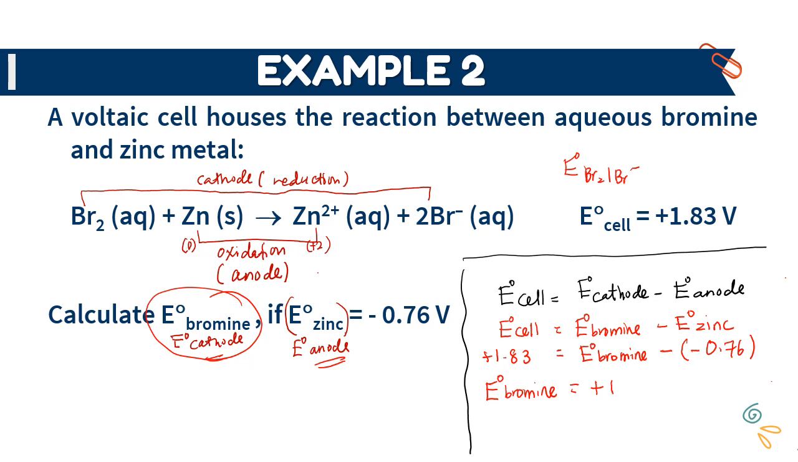E naught bromine equals positive 1.07 volts. Please do not forget the unit. It must be in volt, capital V. Why is it important to write down whether it is positive or negative? Because this value later will show you something else. It will show you whether the reaction is spontaneous or non-spontaneous.